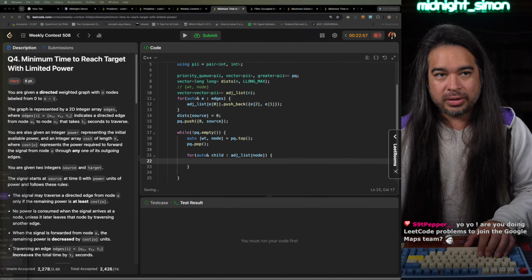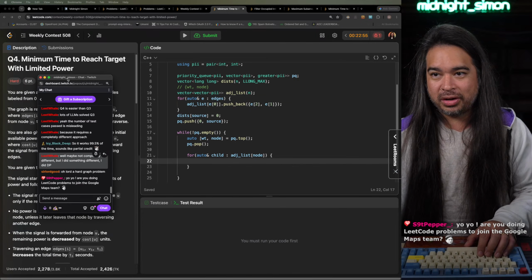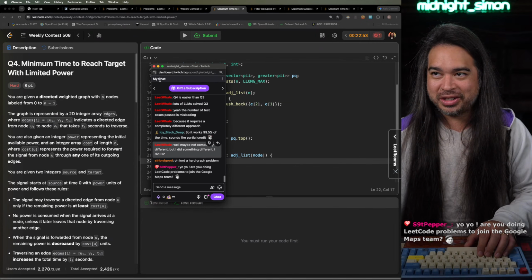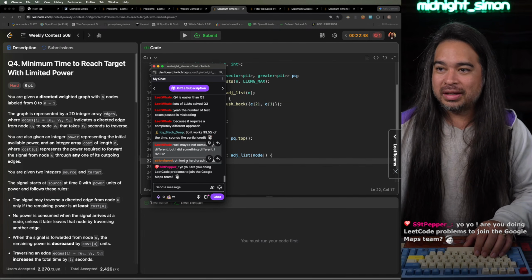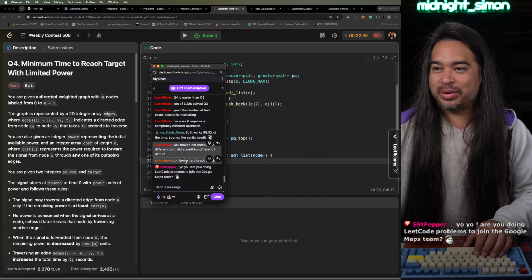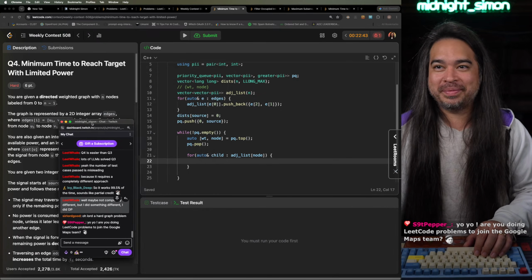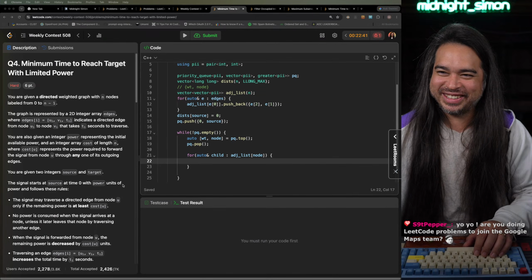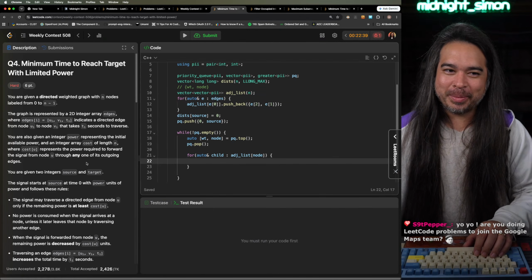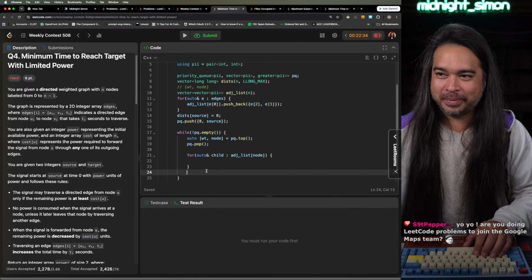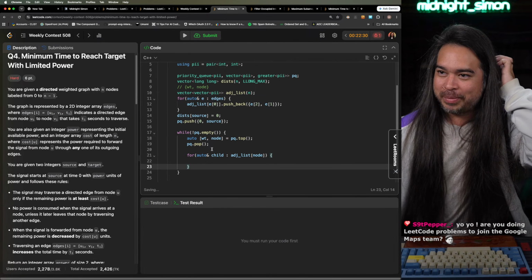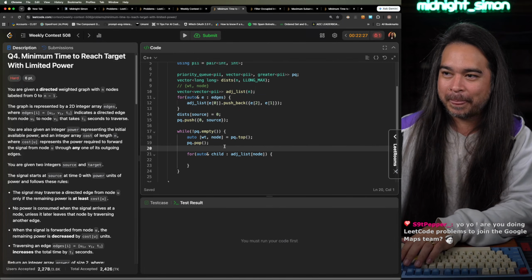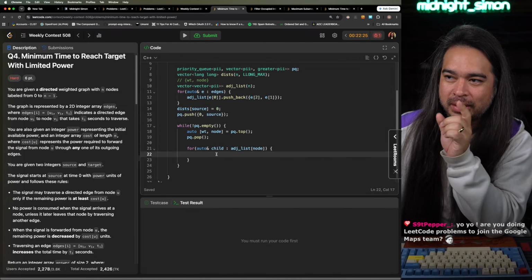Sir Lord Good, what's happened? Hard graph problem, yeah. It looks pretty hard to me. Sergeant Pepper, what's poppin', man? Are you doing LeetCode problems to join the Google Maps team? What? Why Google Maps? How you doing, Sergeant Pepper? Is it barbecue time, man? It's grill season. Anyways.